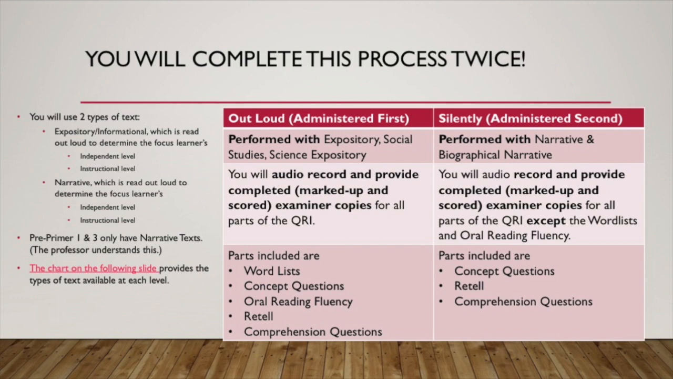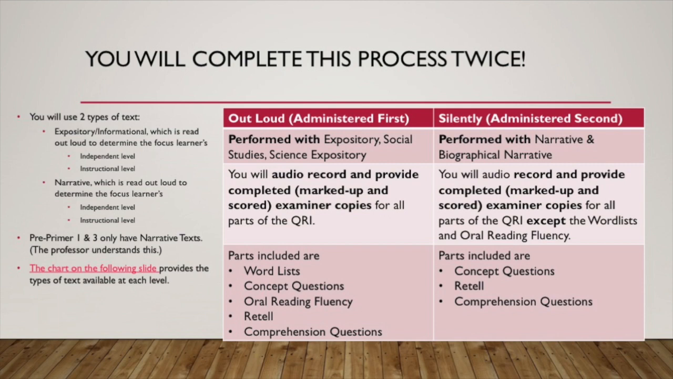The objective of this administration is to find the independent and instructional level of expository and informational texts. Since informational texts tend to have more difficult vocabulary, you will want to listen as the focus learner reads. The narrative text is something a focus learner is more familiar with. Therefore, they will read it silently. Again, you want to find the independent level and instructional level with this type of text.